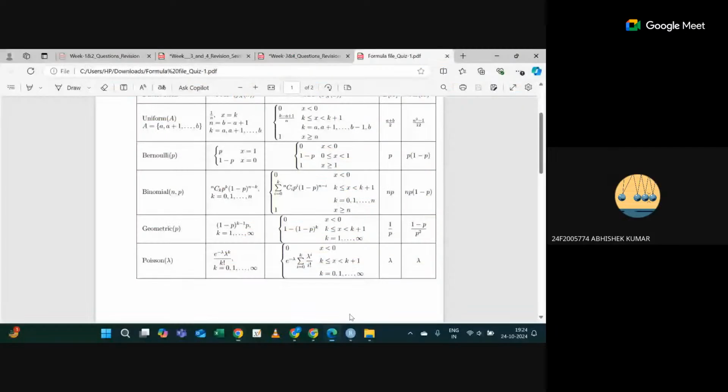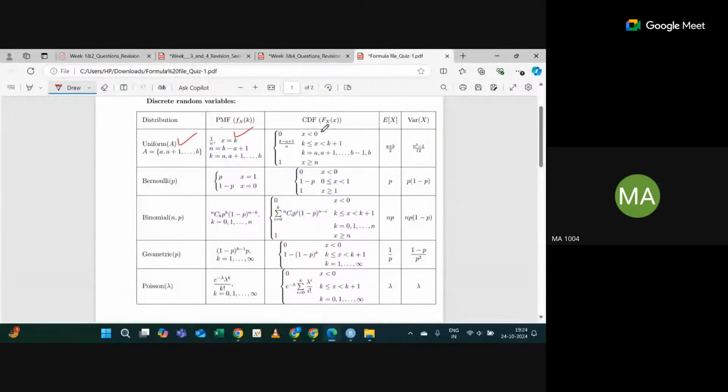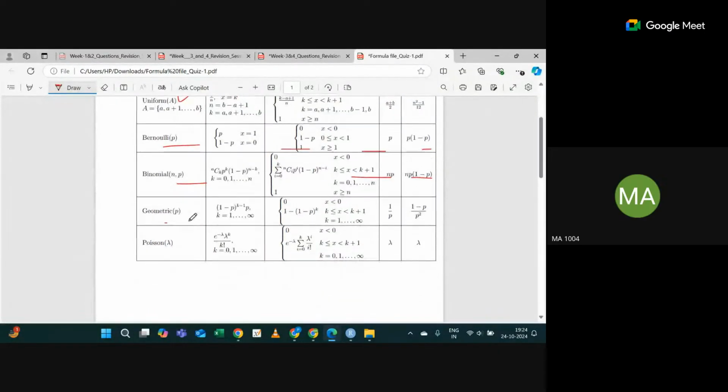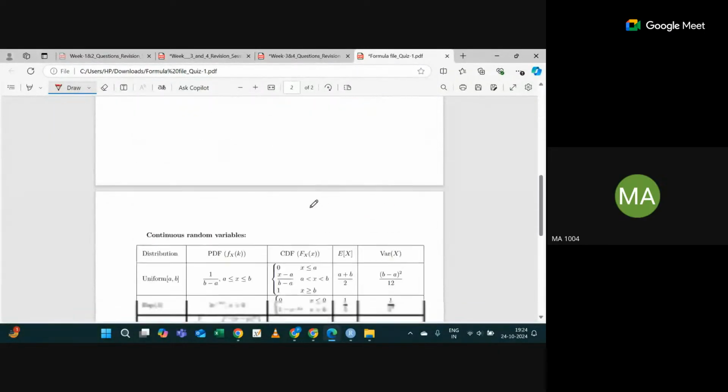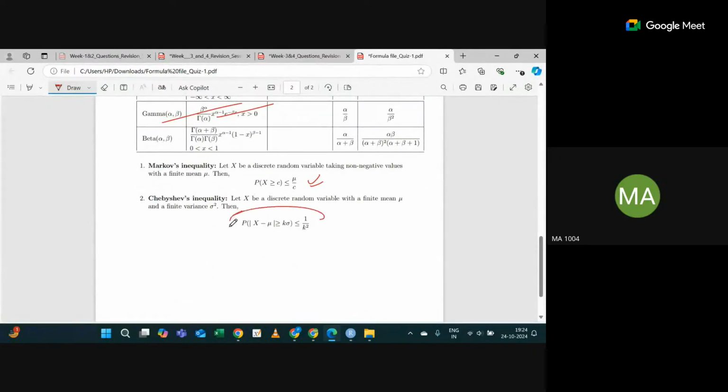Can you see my screen now? No, sir. Yeah. So this is the formula sheet for your quiz 1. You can see all the random variables: PMF, CDF, expectation, variance and all. You can see Bernoulli, binomial, geometric, Poisson and all. For continuous, there will be Markov inequality and Chebyshev inequality.